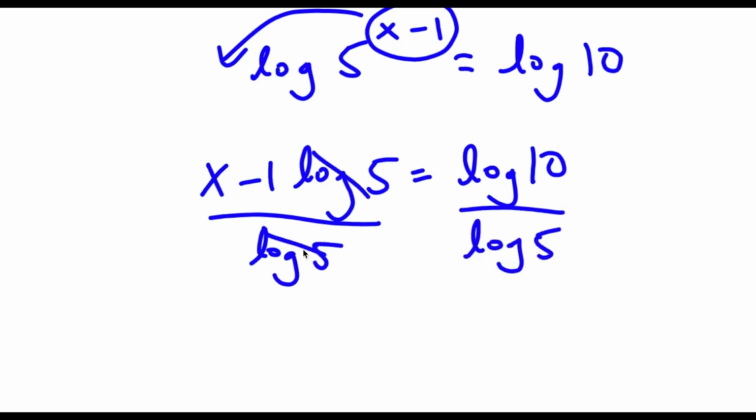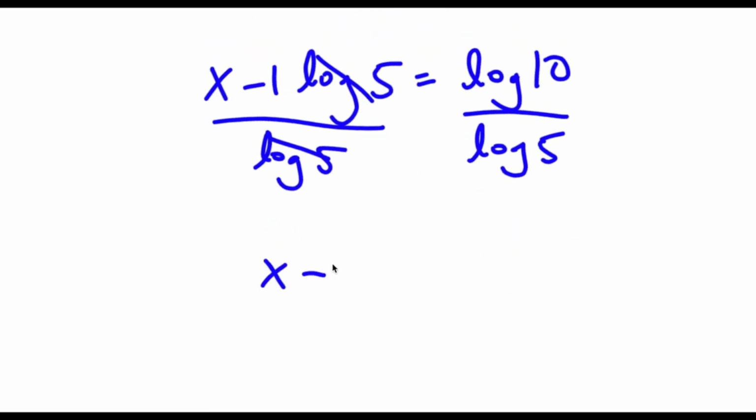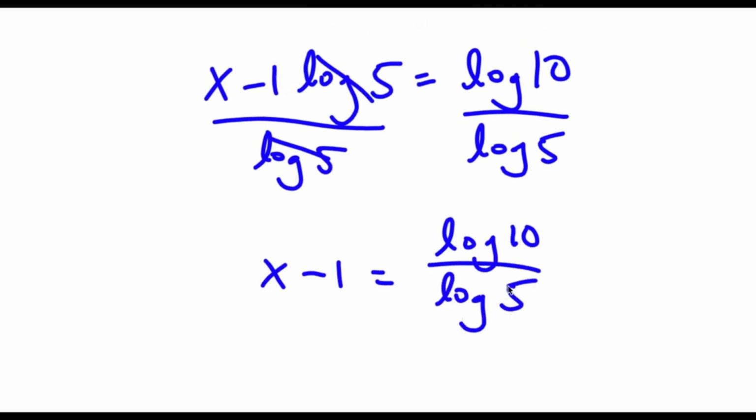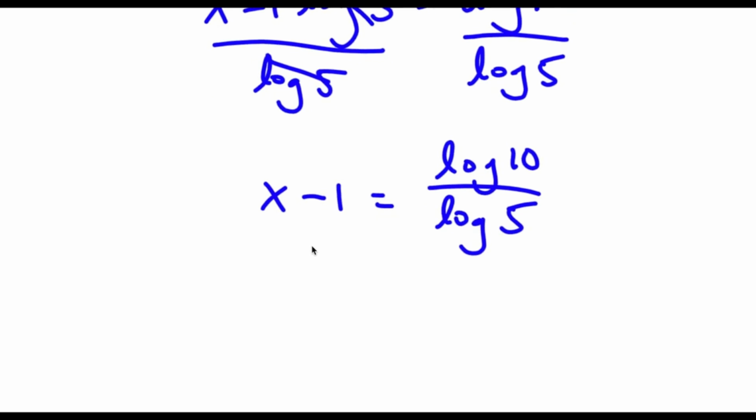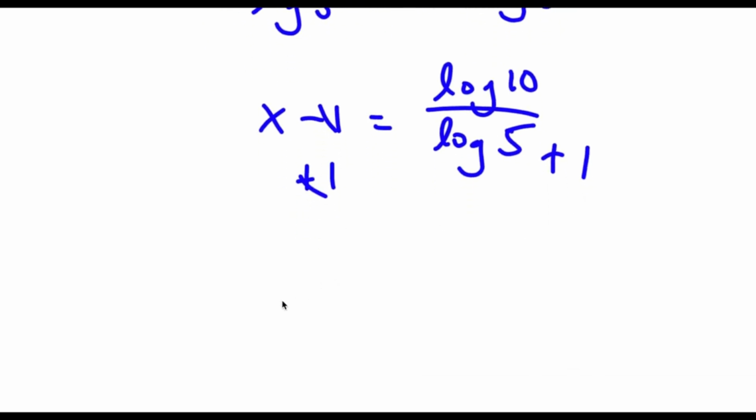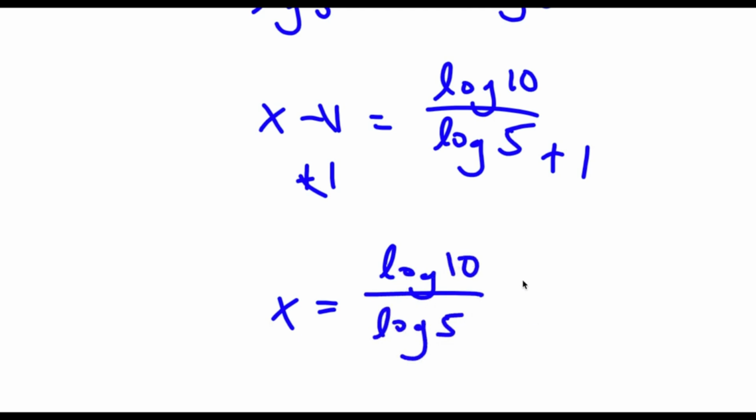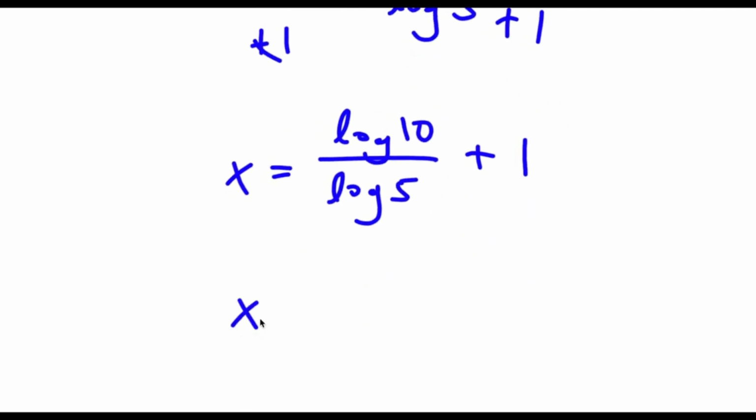So then these two cancel out. And I'll be left with x minus 1 is equal to log 10 over log 5. So now I'm going to go ahead and add 1 on both sides. So I have x is equal to log 10 over log 5 plus 1. Now log 10, this is the same thing as 1. So now I have x is equal to 1 over log 5 plus 1.